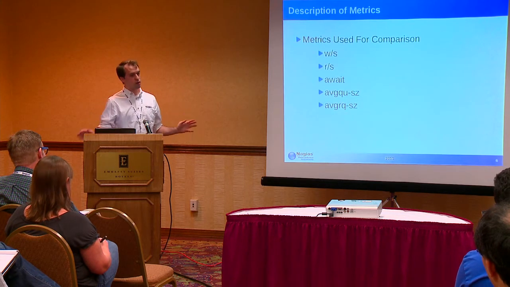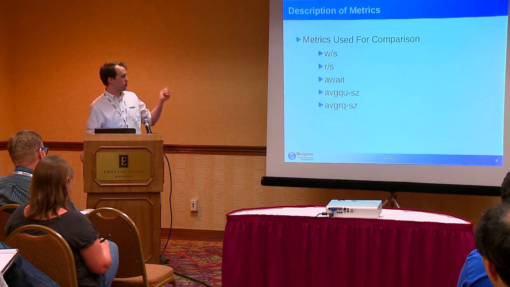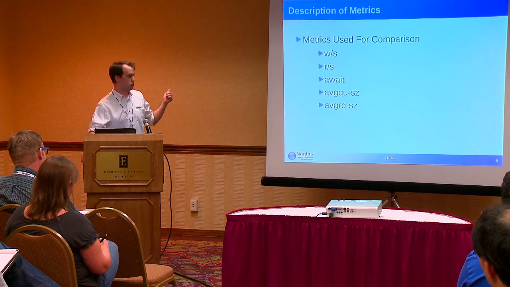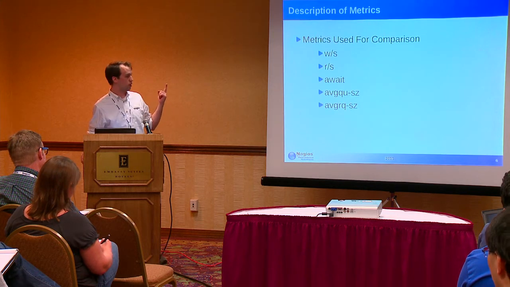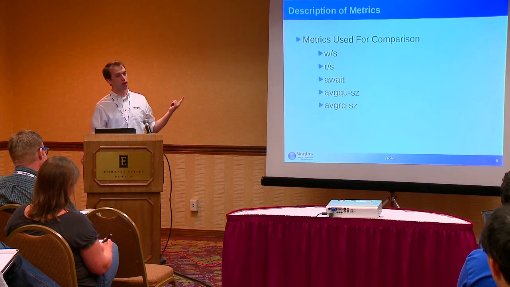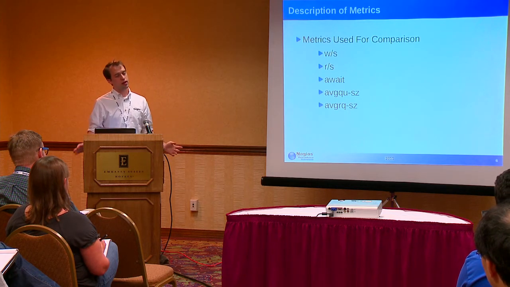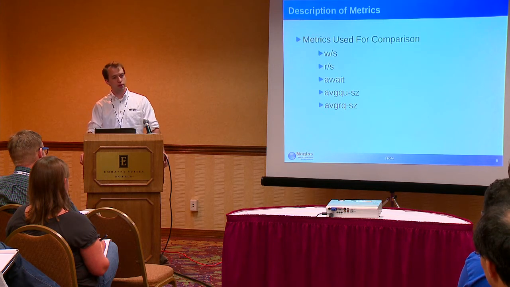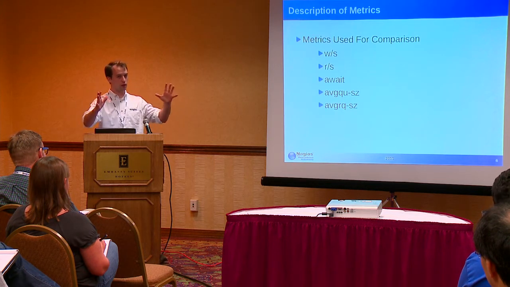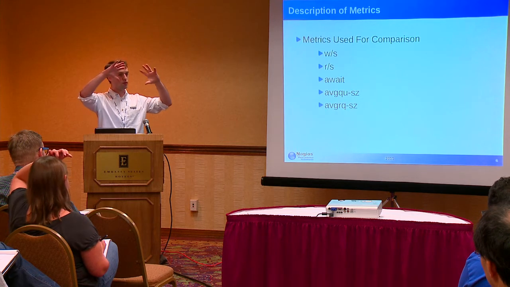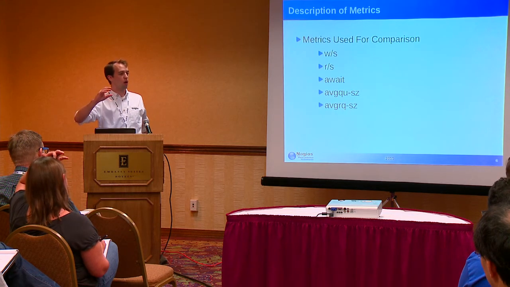So the metrics that I'm going to be using for the comparisons are writes per second scheduled to the hard disk, reads per second, and the await time. The await time is kind of independent of the speed of your disk. The await time is how long in the queue your file actually waited before it got picked up and said, okay, I'm going to write you to the disk now.